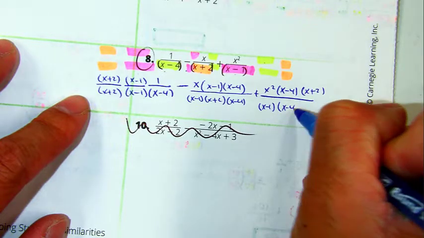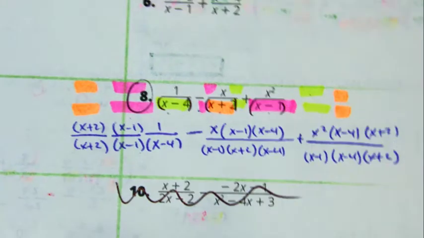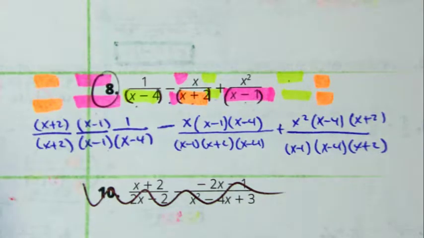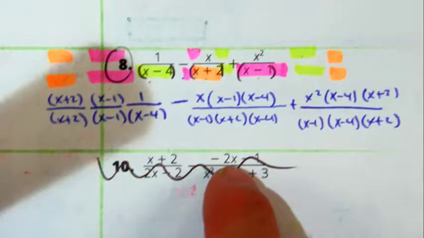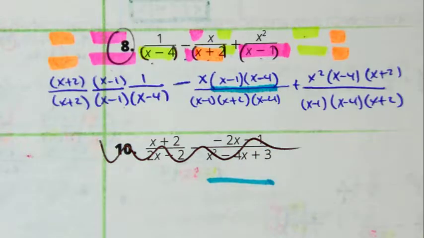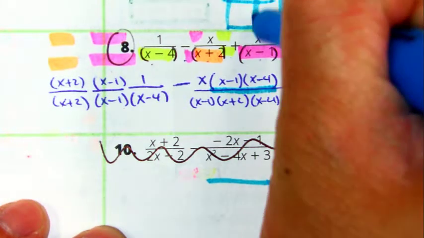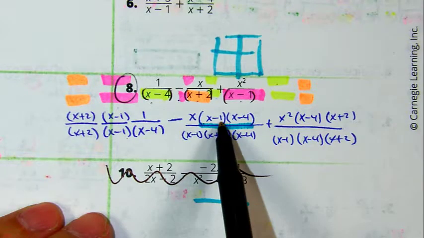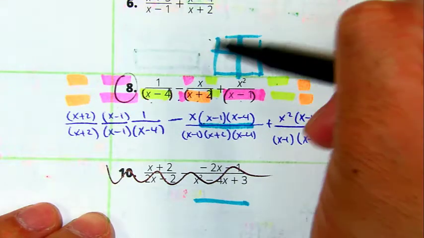Okay, let me multiply. Let me do the middle one because I think it's the most difficult one. So, how do you know when to do a box? The answer is when you are multiplying binomials. Two terms times two terms. 1, 2, 1, 2. 1, 2, 1, 2.